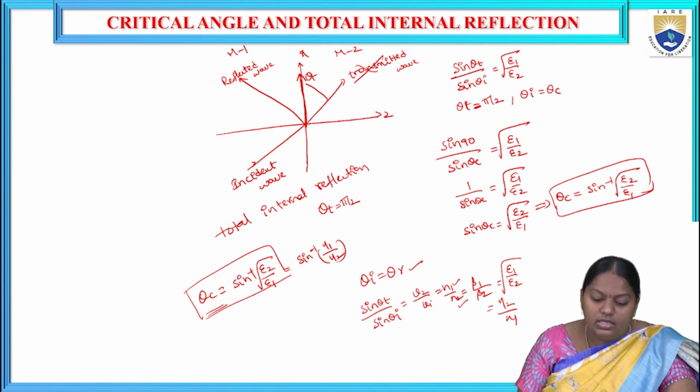And also we have learned critical angle and total internal reflection. That is, theta c is given by sine inverse of root over epsilon 2 by epsilon 1. The angle at which the total internal reflection takes place is called the critical angle.